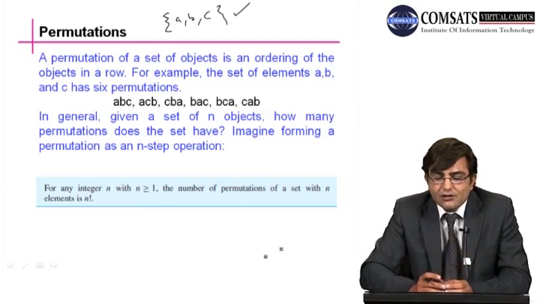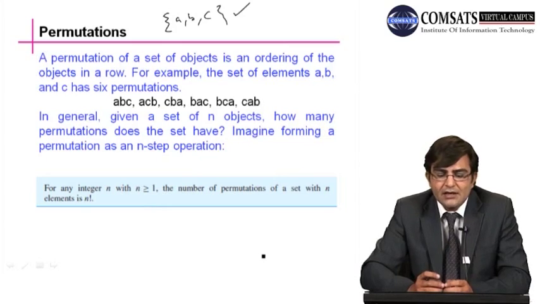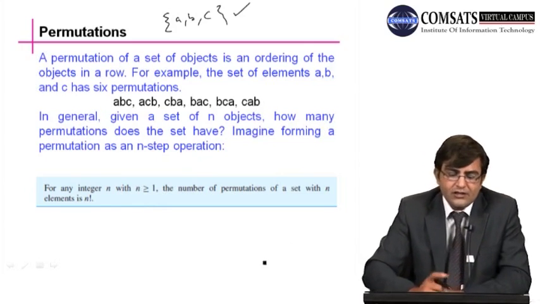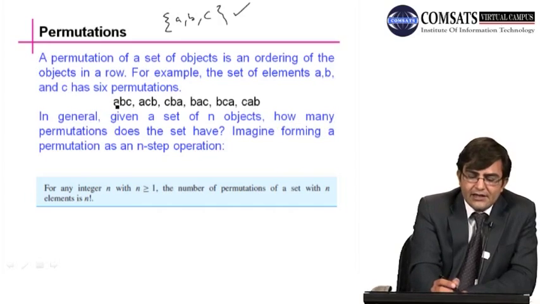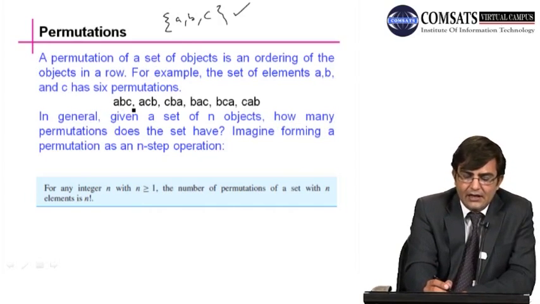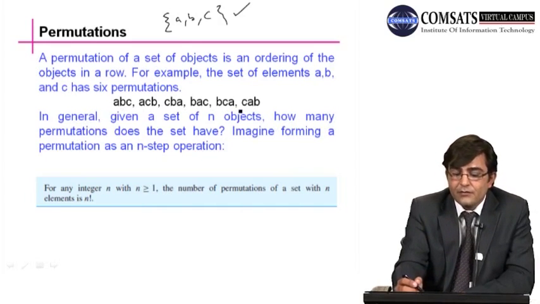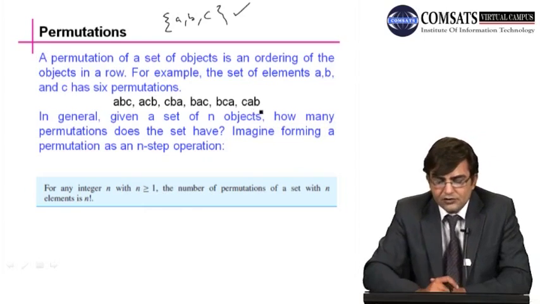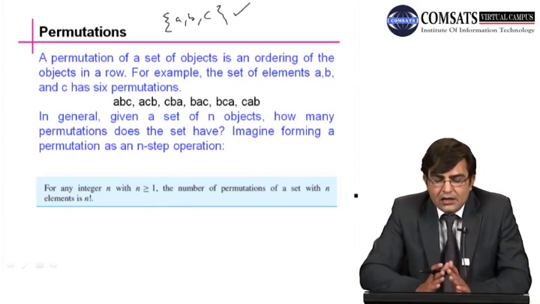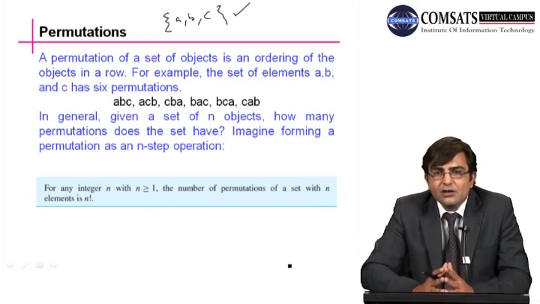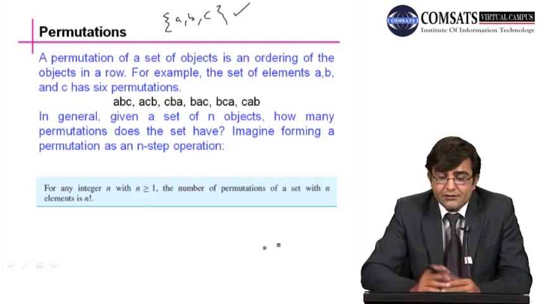For example, if we have a set of elements A, B, C, it has 6 permutations, meaning there are 6 ways in which we can arrange the elements of this set. For example, the first arrangement is ABC, the second is ACB, the third is CBA, then BAC, BCA, or CAB. So these are all the possible arrangements of the elements of this set. This is basically called the permutations.